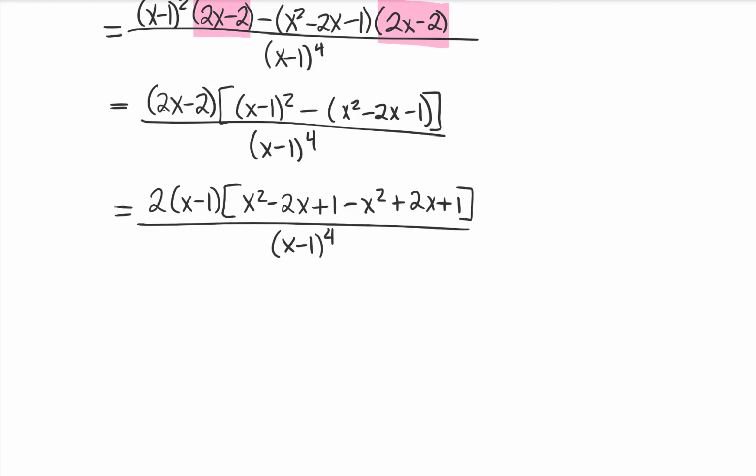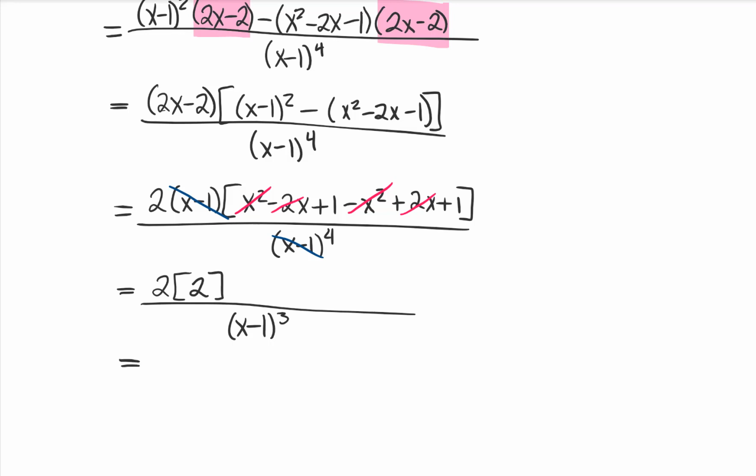So why was factoring x minus 1 out so important? Because x minus 1 over x minus 1 to the fourth does reduce. You get x minus 1 to the third in the denominator. Let's combine our like terms. X squared minus x squared, negative 2x plus 2x, and 1 plus 1 is 2. This is the second derivative.